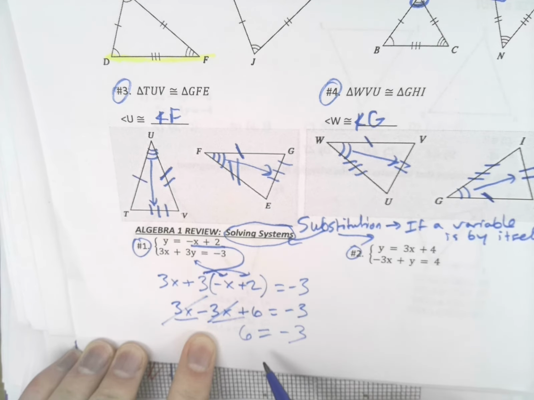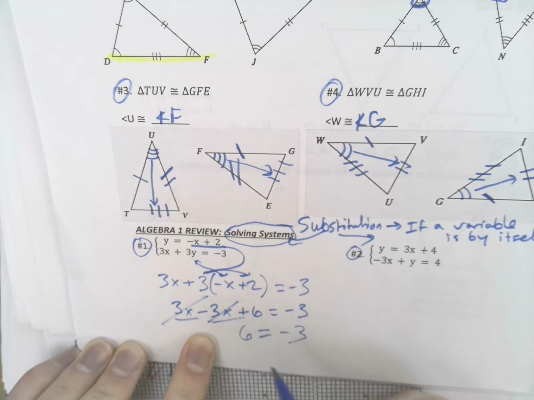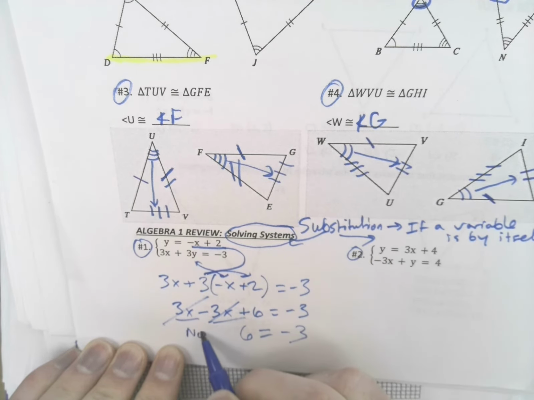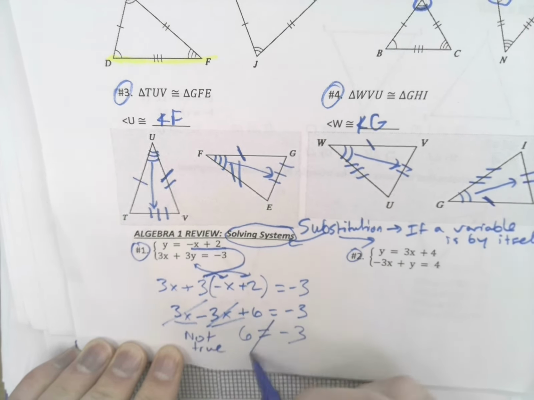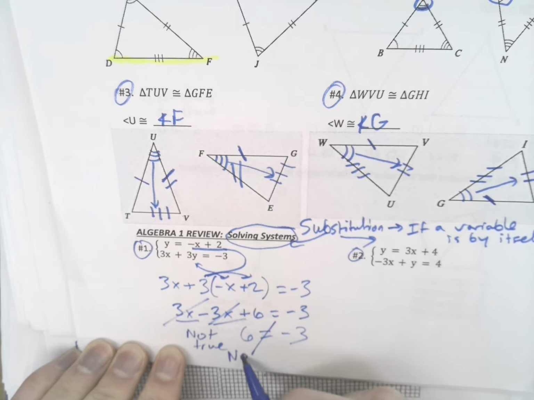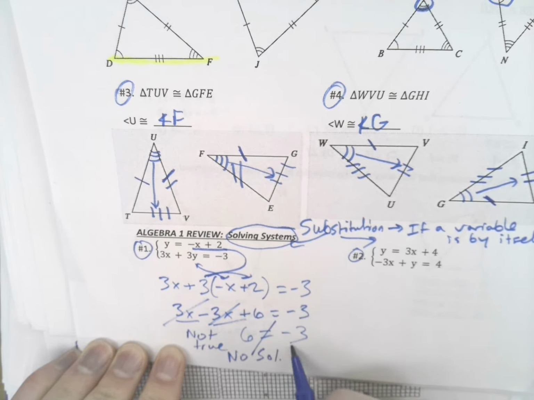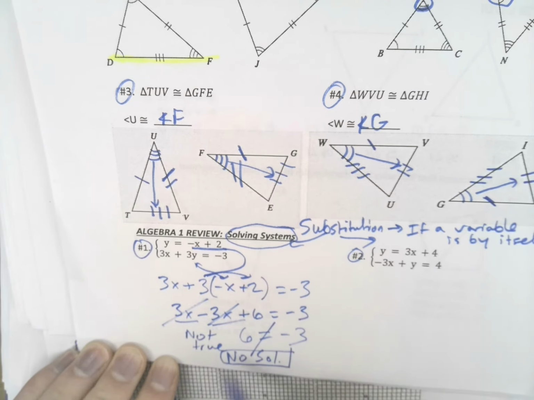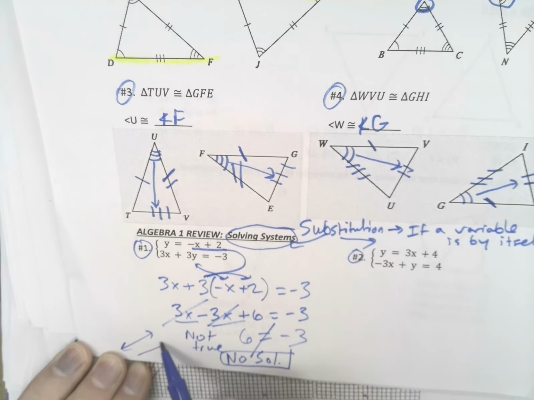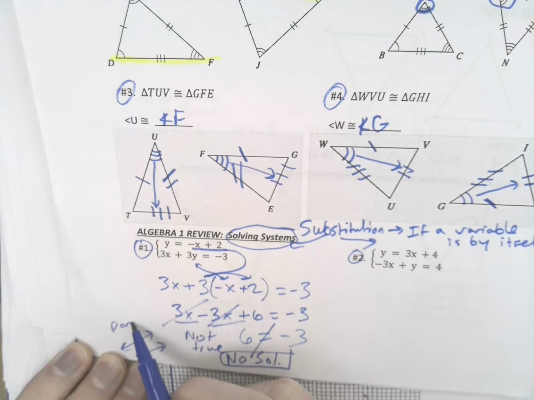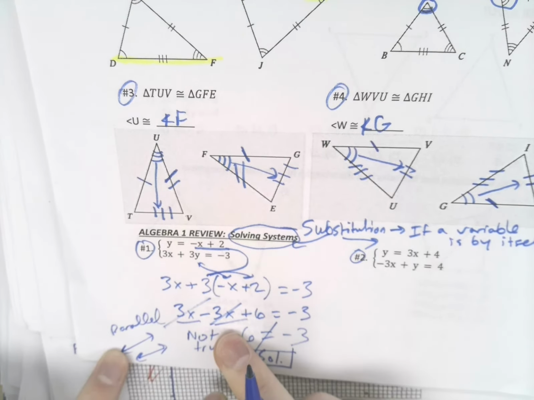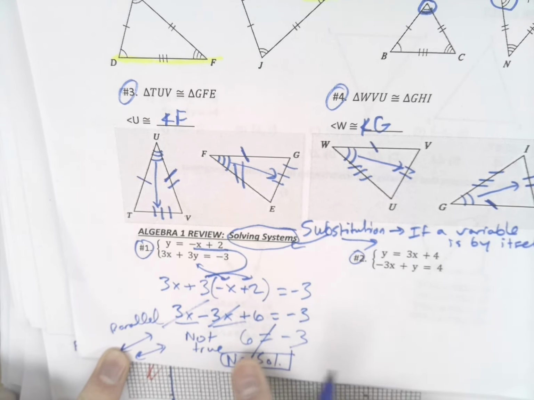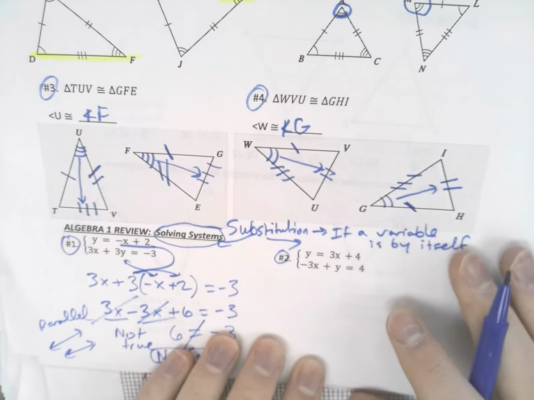Well, that's not a normal solution. Is this true? No, this is not true. So this is not one solution or infinitely many. This is no solution. In other words, these two lines are parallel. We got some parallel lines here. They will never intersect. So that's no solution.